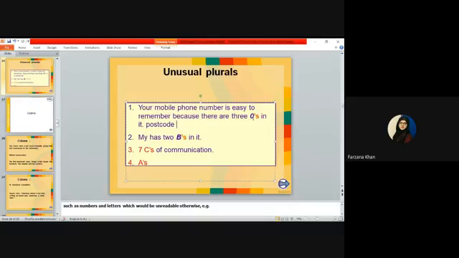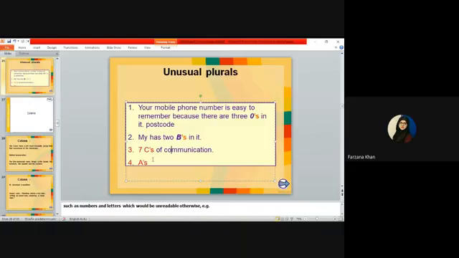In the second example, you can see bees, 2 bees. So here the plural of bee has been made by adding an apostrophe and then an S. In the third example, you can see 7 C's of communication. So the unusual plural of C has been made by adding an apostrophe and an S.